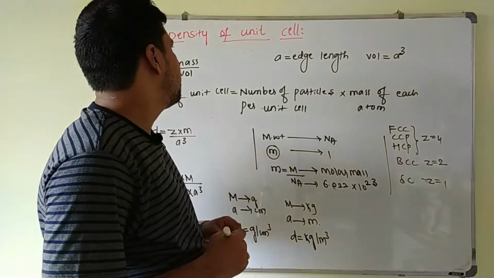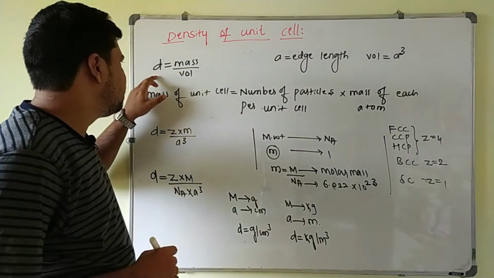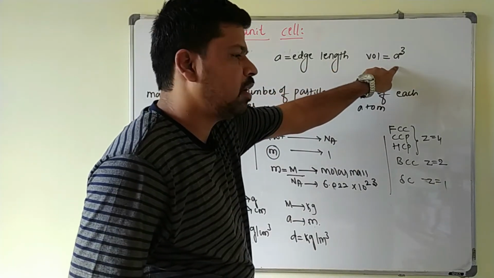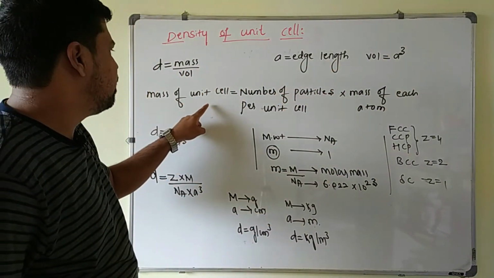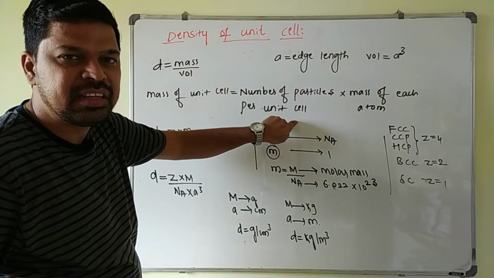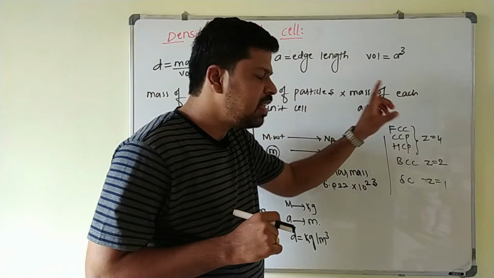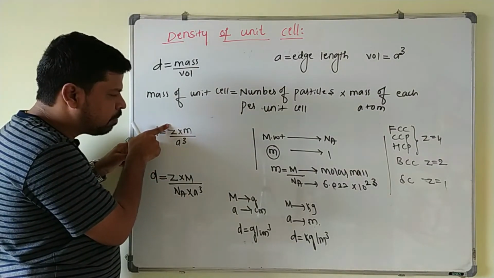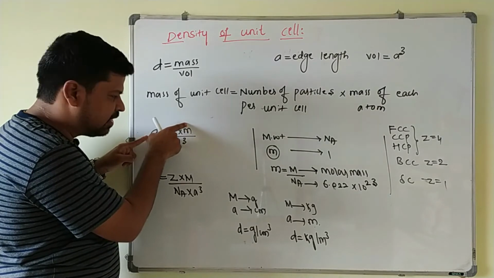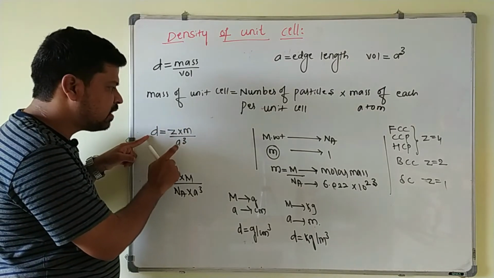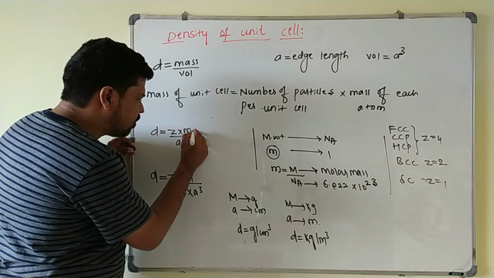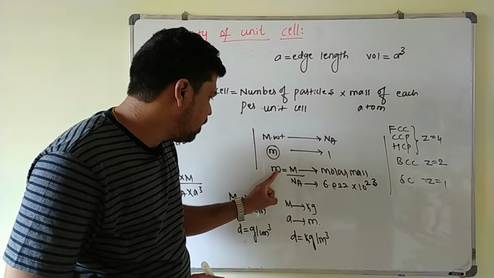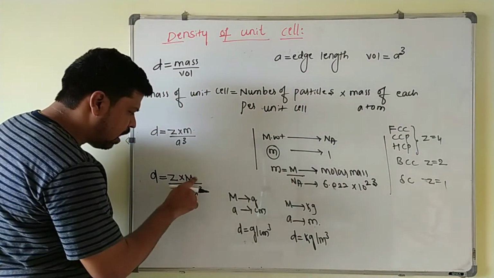Next, the next important point is density of the unit cell. Density is equal to mass by volume. If edge length is a, then volume of the unit cell becomes a cube. Then mass of the unit cell is number of particles per unit cell, that is z value, into mass of each atom. So density is equal to z value and mass of each atom, divided by volume of the unit cell, that is a cube. Here mass of each atom, small m, is nothing but molar mass divided by Avogadro's number. So this small m is replaced by molar mass divided by Avogadro's number.